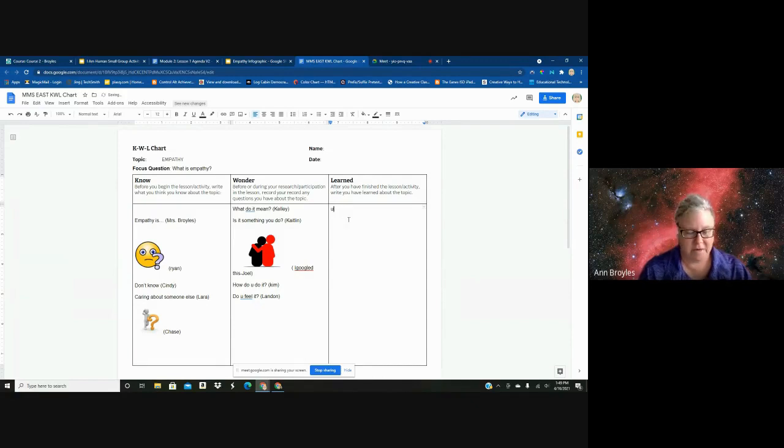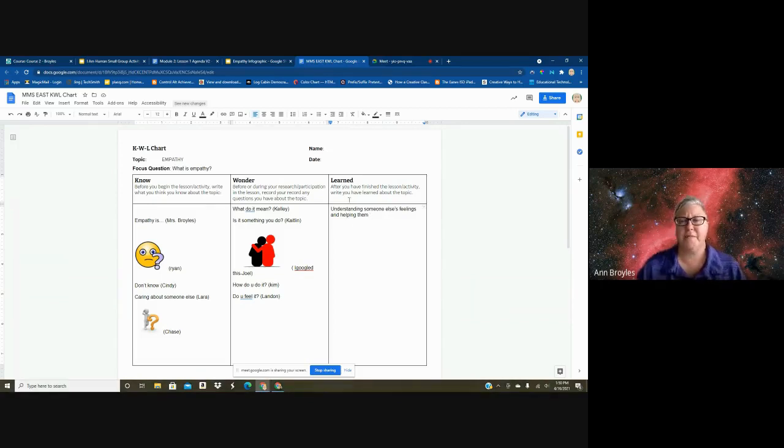Okay, we'll give you a few minutes. You guys can remember we're all sharing this document together, so anybody can jump in and type. And I see that Jackie is typing for us here. You're right. Very good. Understanding someone else's feelings and helping them. That is a great definition.